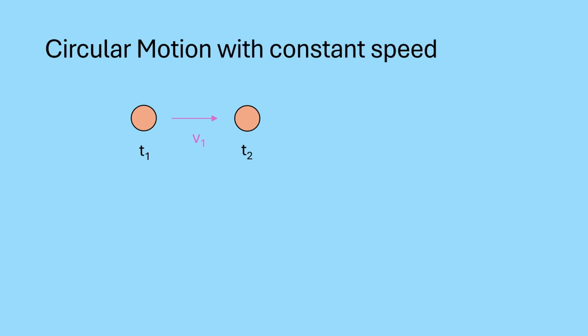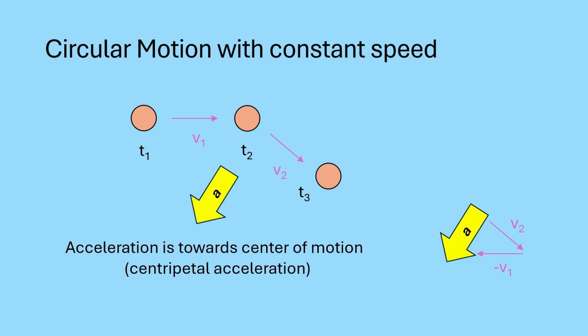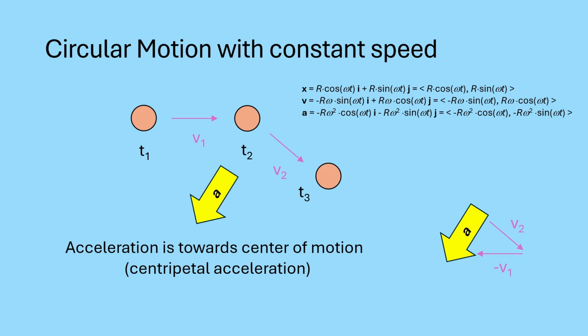If an object is moving in a circular path with constant speed, the change in velocity, shown by taking vector v2 and subtracting v1, reveals the direction of acceleration is towards the center of motion. This is called centripetal or center-seeking acceleration. Now, not only do you know the direction of the acceleration, but by pure geometry, you know the value of the acceleration, which is the square of the speed divided by the radius. This is very useful for objects moving in circular motion.